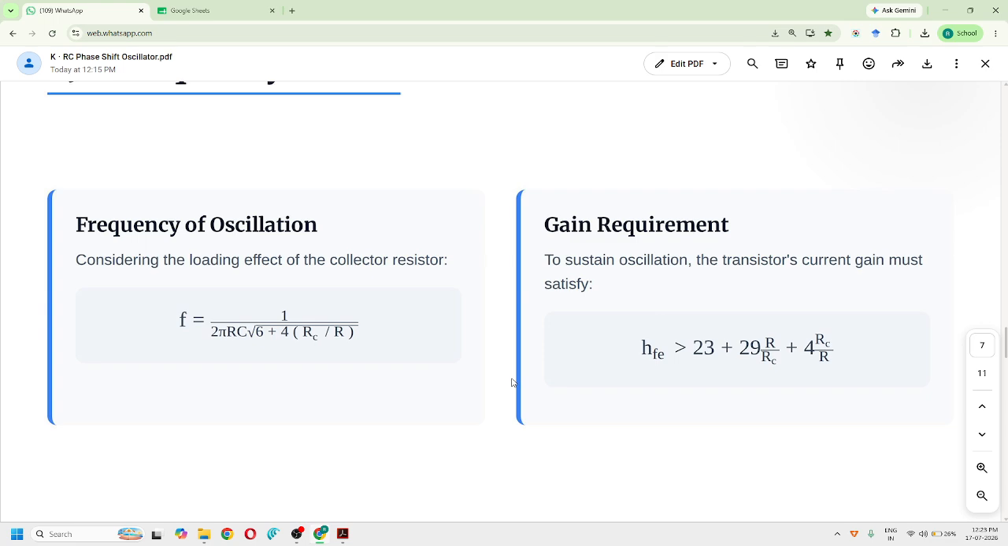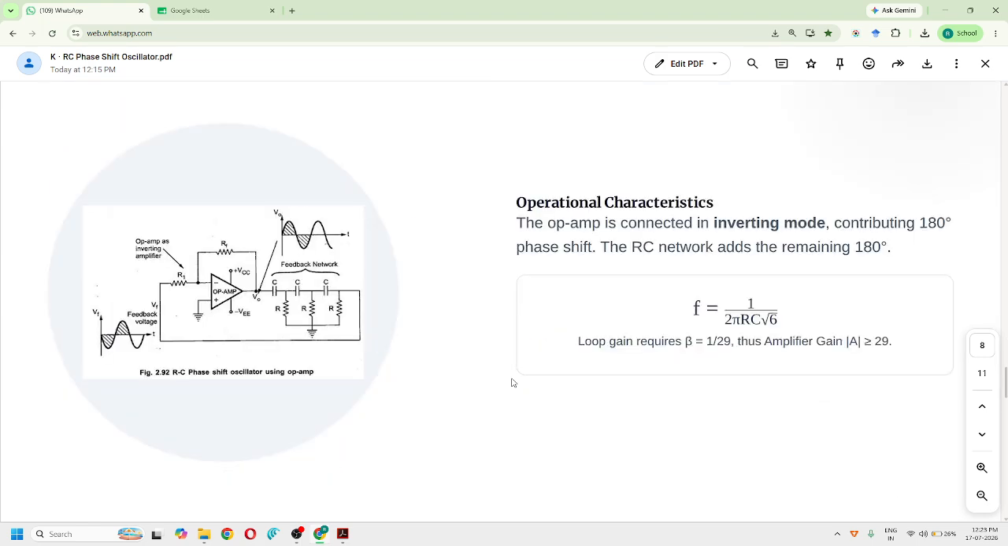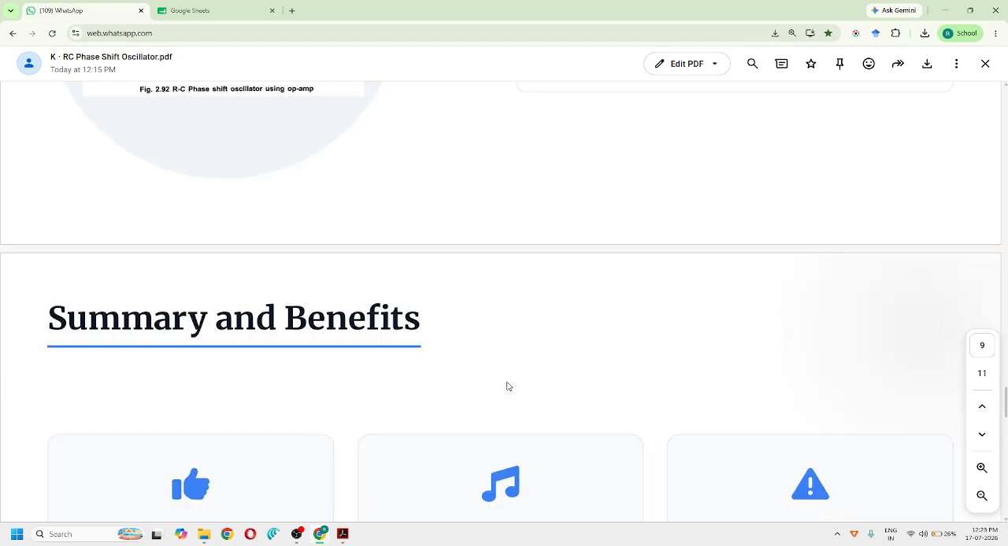To sustain the oscillation, the transistor gain must be greater than or equal to at least 29 times. The actual formula is hFE must be greater than 23 plus 29 R by RC plus 4 into RC by R. Based on the R and RC values put together, a minimum gain of 29 times is required. The amplifier should amplify the input signal, and the output to input ratio, the AV voltage gain, should be at least 29 times. We can use either an op-amp or a transistor.